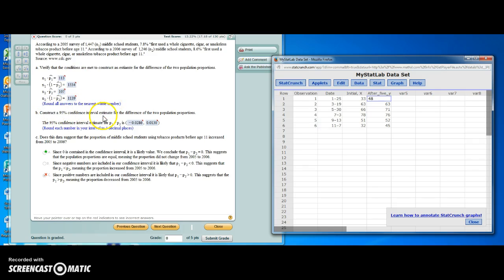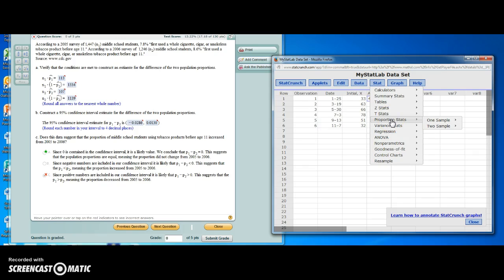Then I'm asked to construct a 95% confidence interval estimate for the two population proportions. Notice I have this StatCrunch open from the previous example I did with the paired t-statistics, and I just left it open. StatCrunch isn't a choice here, so that's the best thing to do, is use an open window. I like to never close my StatCrunch window, and then I just keep using it.